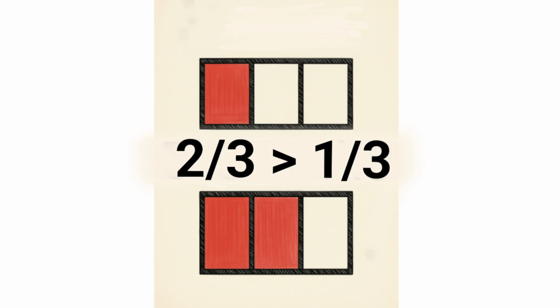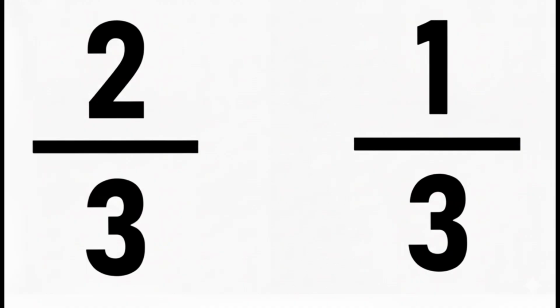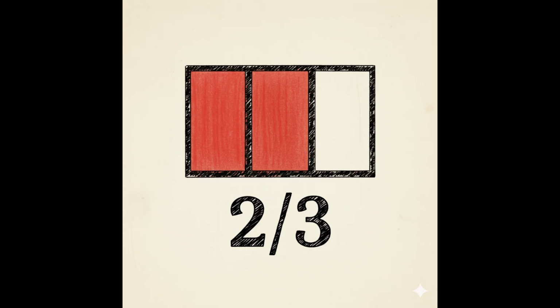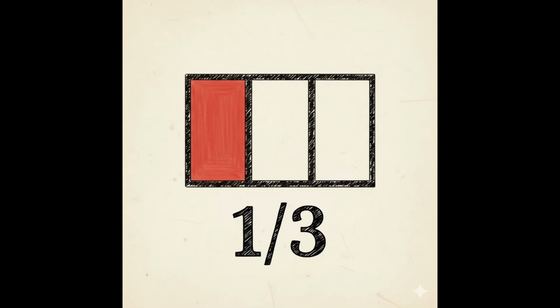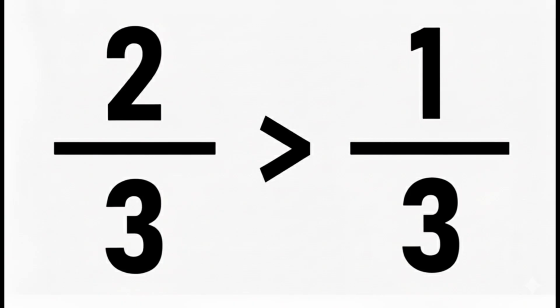Just remember, if the denominators are the same, we compare the numbers on the top, that is, the numerators. Which means 2 is greater than 1, therefore 2 upon 3 is greater than 1 upon 3.